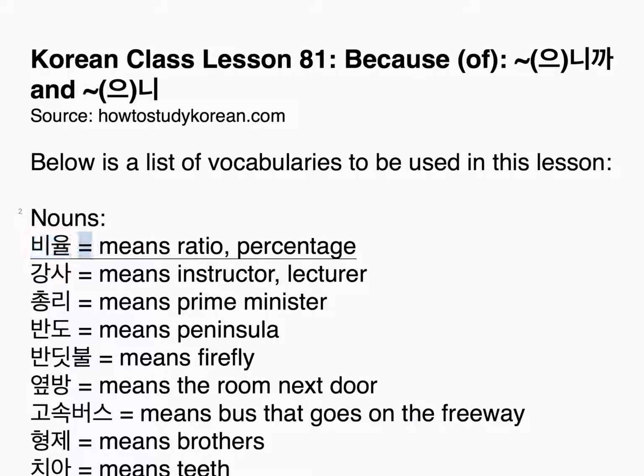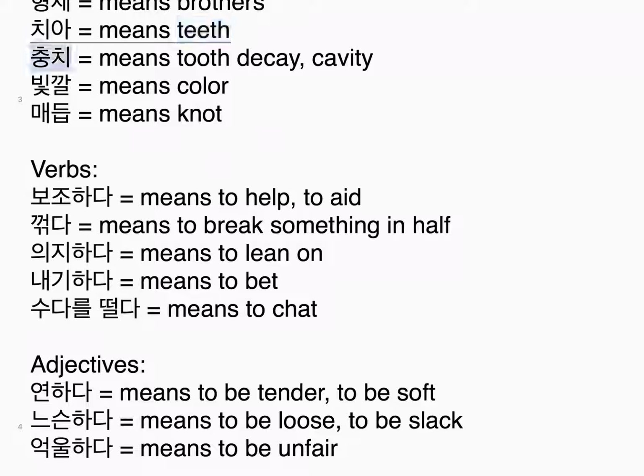Nouns. 비율 means ratio, percentage. 강사 means instructor, lecturer. 총리 means prime minister. 반도 means peninsula. 반딧불 means firefly. 옆방 means the room next door. 고속버스 means bus that goes on the freeway. 형제 means brothers. 치아 means teeth. 충치 means tooth decay, cavity. 빛깔 means color. 매듭 means knot.